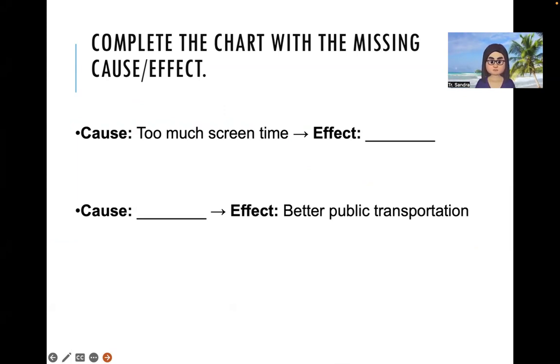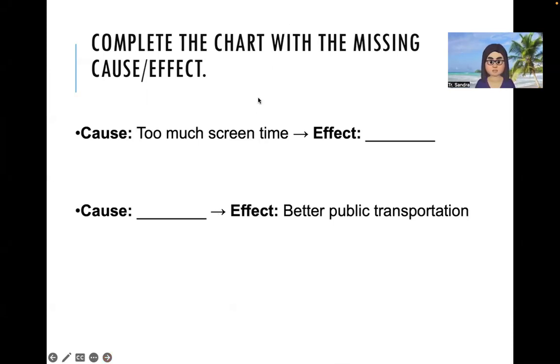If you have too much screen time, what will happen to you? You will get a headache. Headache, right? We will get a headache, and then eye strain. Yes, eye strain, and what else? If we are focusing on the screen all the time, do we have a chance to do physical activity? No, right? Okay, less physical activity. Maybe because of headache, because of eye strain. Can we sleep well at night? No, teacher. No, right?